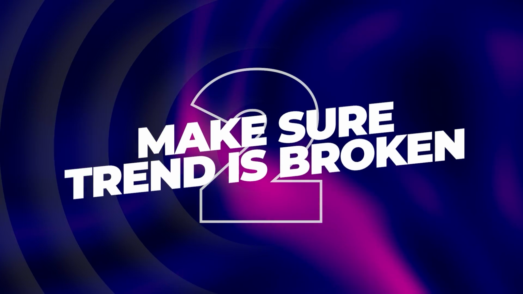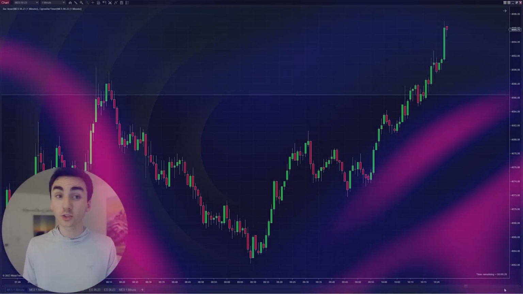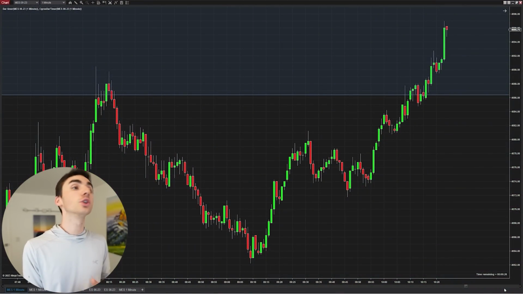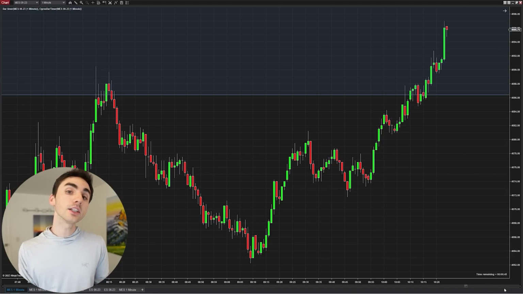And so the second step is making sure that the trend into that zone is broken, because these trades are looking for reversals in the market. And so you have to make sure that the trend is actually broken and has the potential to reverse at that area. And so to do that, I actually like to look at a smaller time frame chart than what I drew my support or resistance levels off of.